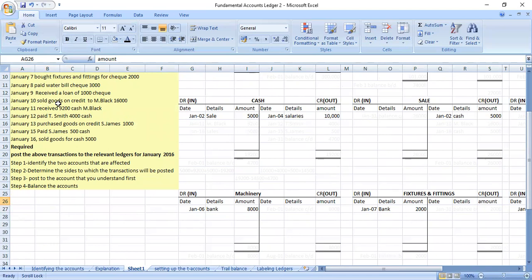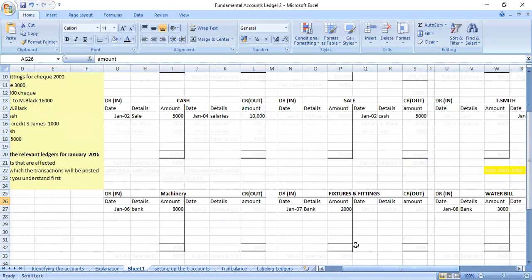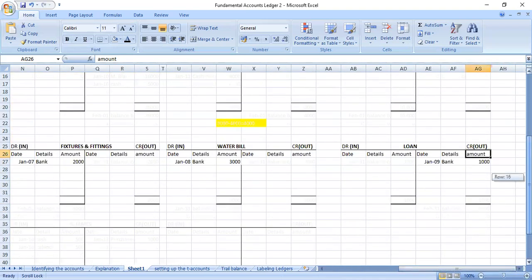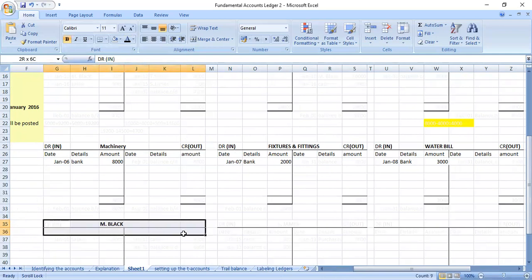All right. So we're going to create the two accounts, one for sales and one for M Black. But let us look firstly to see if there is a sales account. All right, yes, here is a sales account. Do we have one for M Black? Let's check and see. All right, we don't have one for M Black, so we're going to create one for him. Okay, and we are going to insert our headings as well.